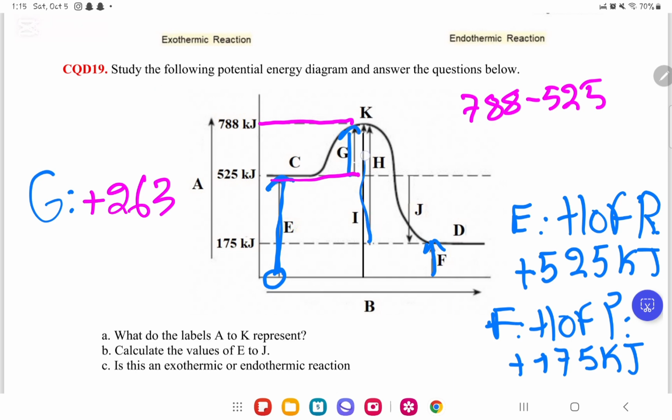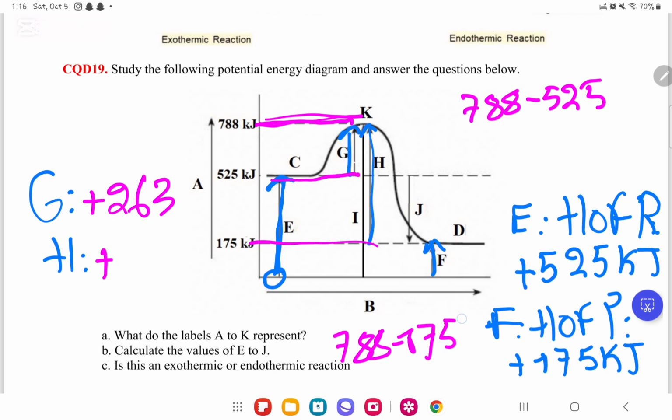After G comes H. H is now the backward reaction. Since it's going in the upward direction, we'll take it as positive. Then we take from where it starts and where it ends, and we subtract them. So it's going to be 788 minus 175. Let's do it on a calculator. It's going to be plus 613. And now finally we have J.